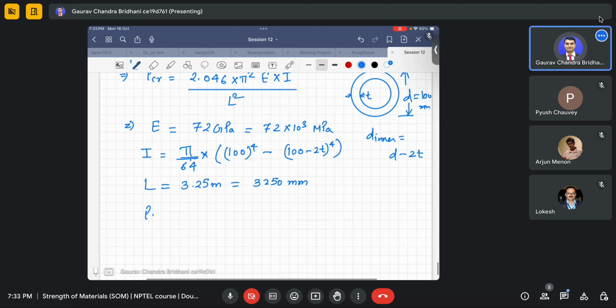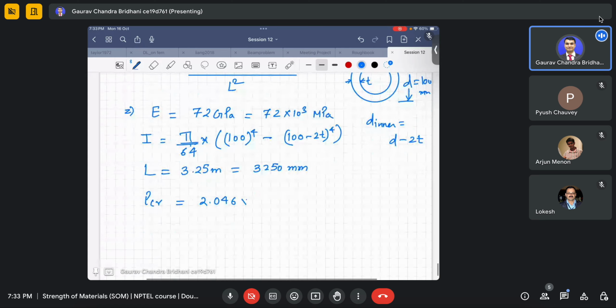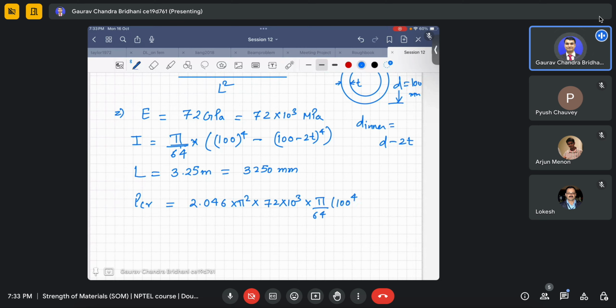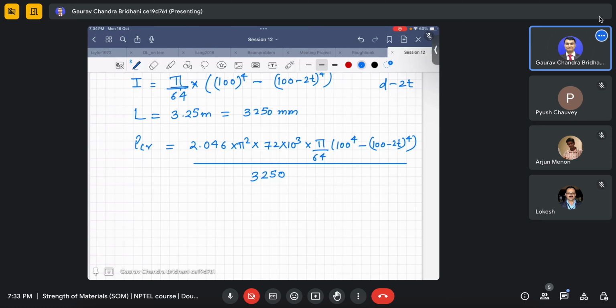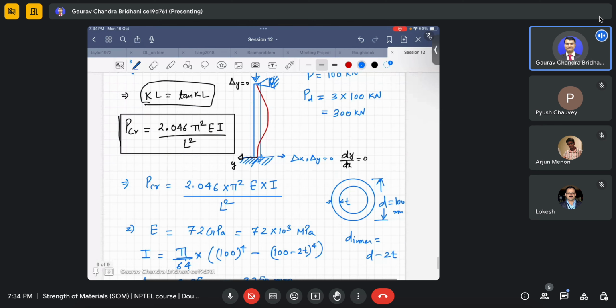Whatever P critical comes, 2.046 into pi square into 722 into 10 power 3 into I. So I is pi by 64 into (100 power 4 minus (100 minus 2t) power 4), divided by L squared. L is 3250. Now this critical value should always be greater than some value. What is the load we are asked to take?